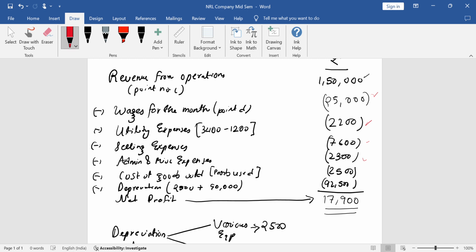Then we have parts used. For parts used, you have to make a journal entry called cost of goods sold account debit to parts used or parts account. So it will be deducted from the net profit. So parts used 2,500. Then we have depreciation.